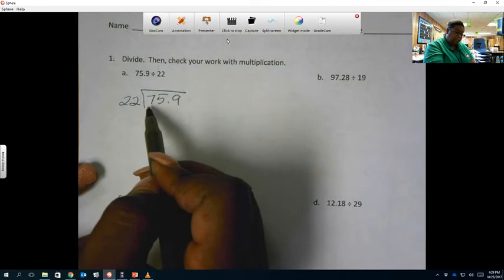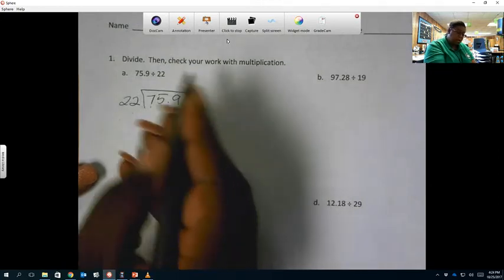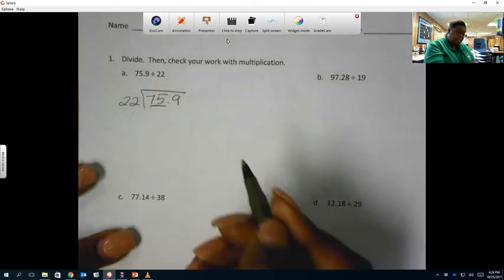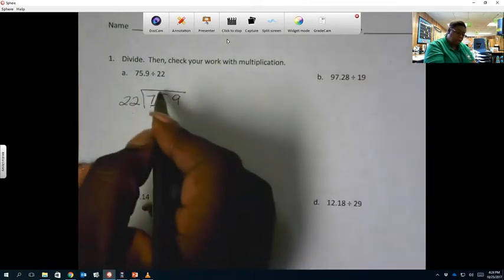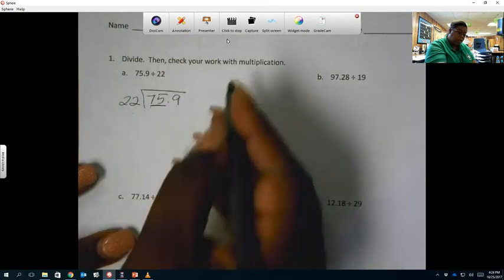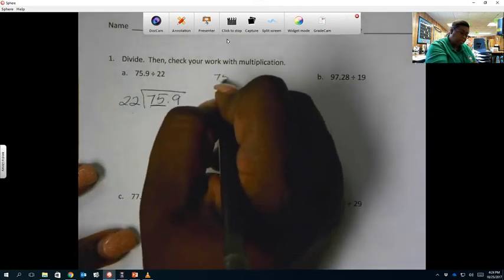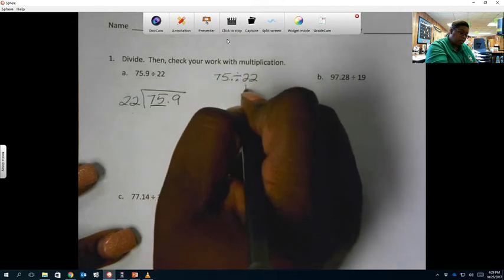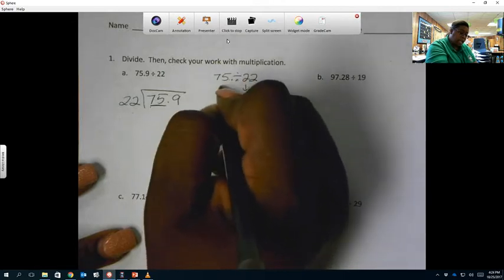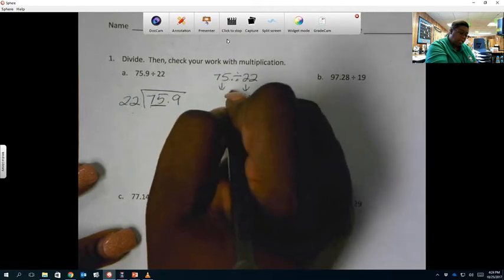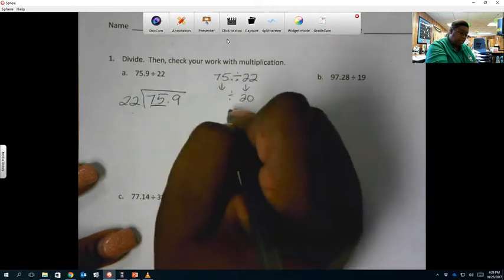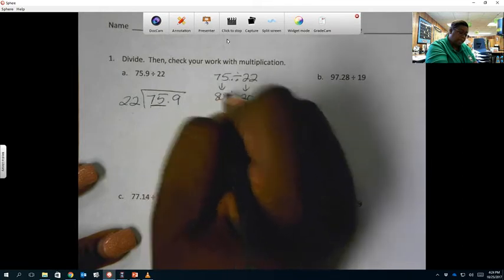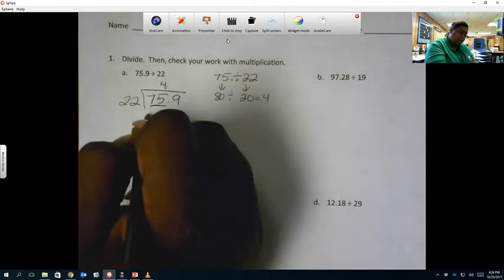We first asked ourselves, can we split 700s among 22? We said no. So we regrouped and we made that 75 tens. To know what number we're going to put in our quotient, we estimated 75 divided by 22. 22 rounds to 20, and a multiple of 20 that's close to 75 is 80. So we'll try 4. 4 times 22 is 88.